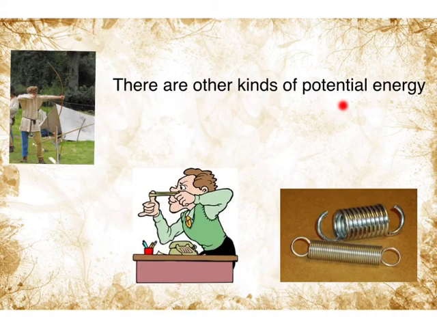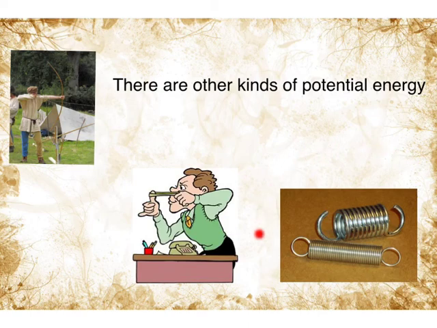There are some other kinds of potential energy besides gravitational potential energy. For instance, when you pull back the string on a bow, or you take a rubber band and you stretch it, you give those two things elastic potential energy. And you change the amount of energy they have, and now they have some potential to do work.